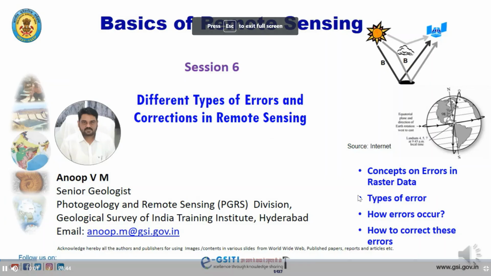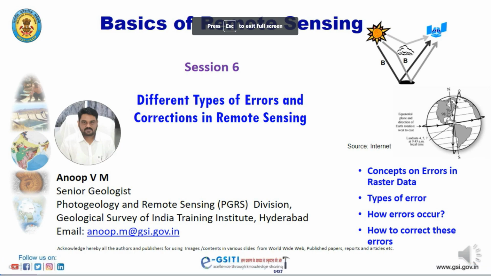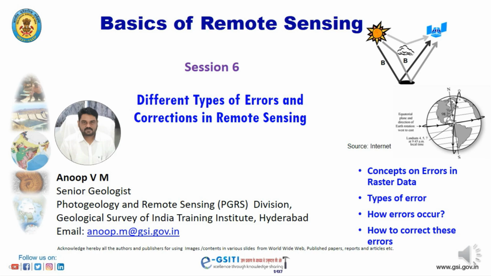Welcome to the sixth session of Basics of Remote Sensing. Here we will discuss different types of errors and corrections in remote sensing, which covers concepts on errors in raster data, types of error, how these errors occur, and how to correct these errors. Myself, Anup VM, Senior Geologist, Photogeology and Remote Sensing Division, Geological Survey of India Training Institute, Hyderabad.